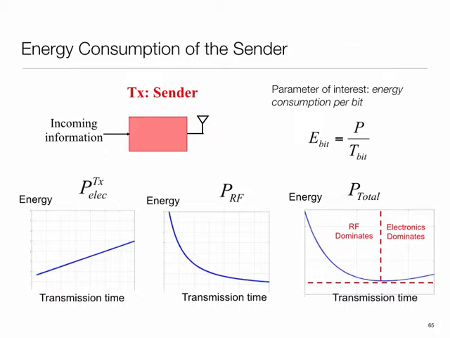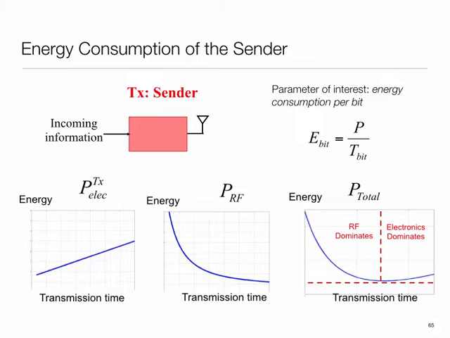Now, as I change that time duration over which I'm transmitting, these different energies or different powers, namely the RF and electronics, change differently. As I take more time to transmit, I'm going to burn more electronic power. So that energy consumption is going to go up. You can think of this a little bit like leakage. RF power behaves differently. This goes back to the way Shannon's capacity theorem works. If I have more time to transmit, I can transmit with lower power and lower energy. So each bit is going to take lower and lower energy.